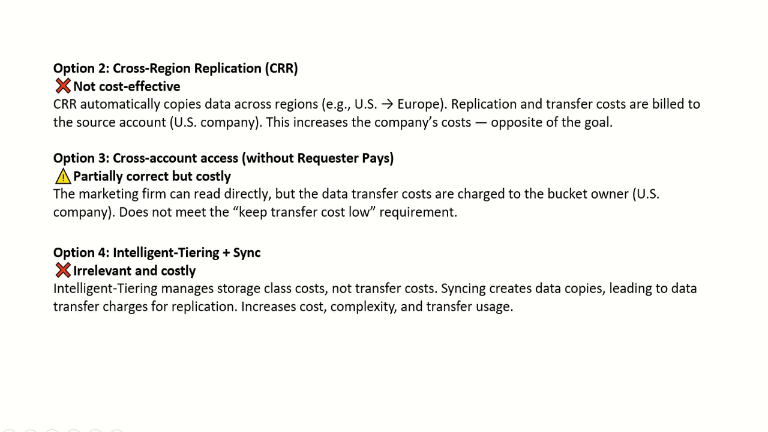And number 4, intelligent tiering plus sync. No, this is irrelevant and costly as well. See, intelligent tiering manages the storage class cost, not the transfer cost. If you want to know about the intelligent tiering, the tiers in the S3 bucket, you can go through the AWS official website. We will get it from there. What are the different tiers in Amazon S3? All right. It also increases the cost, complexity and the transfer usage.